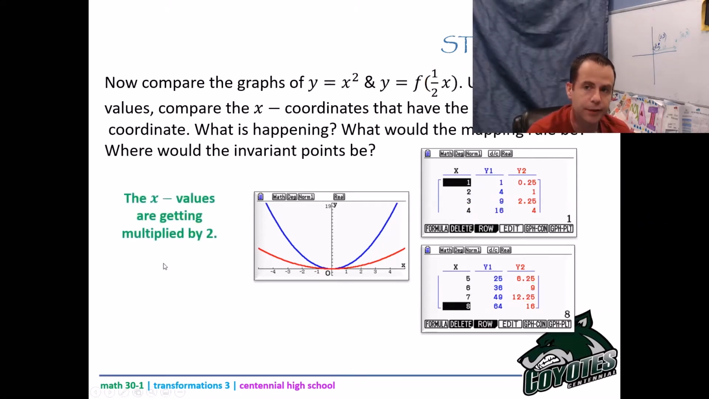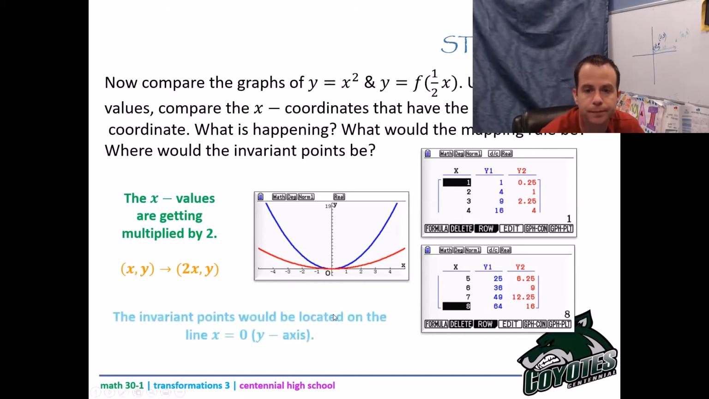So the x values are getting multiplied by 2. I'm just going to answer these questions very quickly. And then my mapping rule would be (x, y) maps to (2x, y), because I'm taking all my x values and multiplying by 2. Remember that the image points are exactly what I'm doing. There's never interpretation involved in mapping rules. And then the invariant points would lie on the line x equals 0, or the y-axis, because at that point, if x is 0 and I'm multiplying all my x values, 0 times anything is still 0.